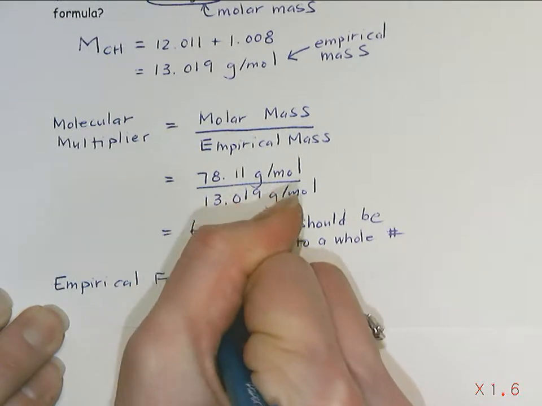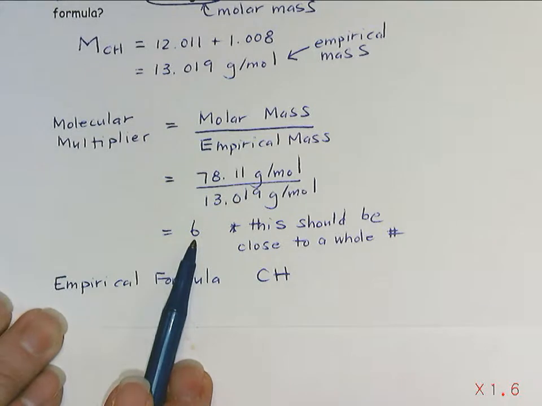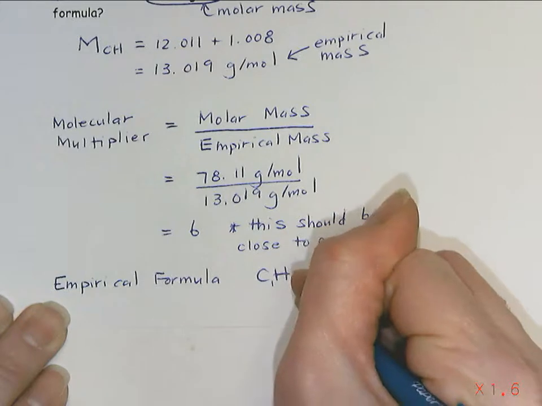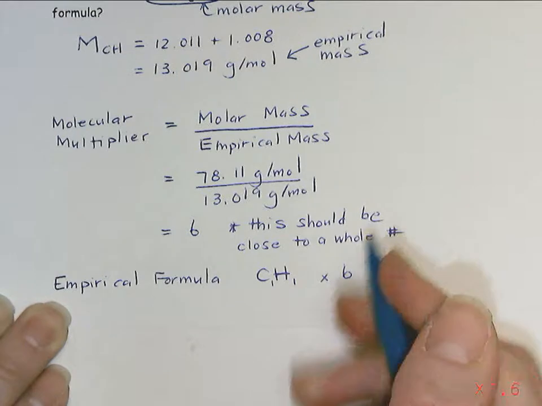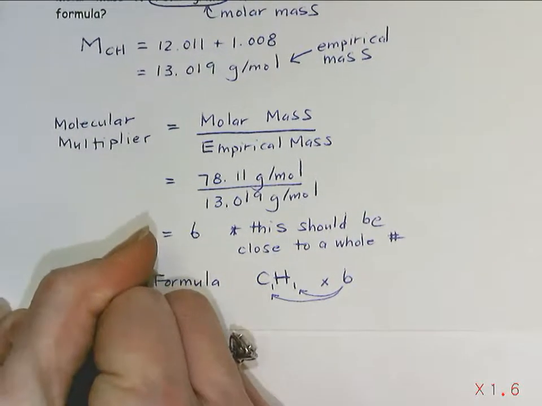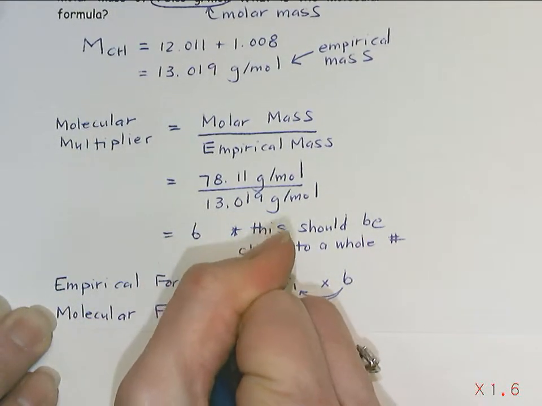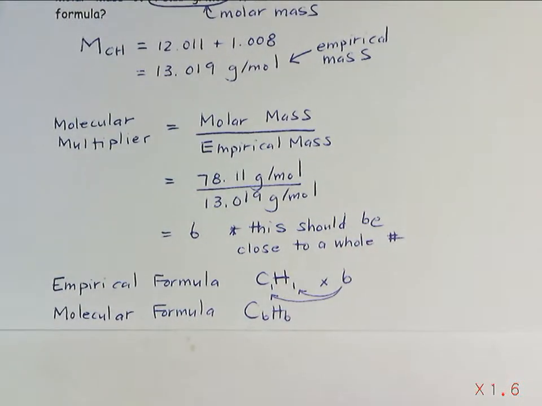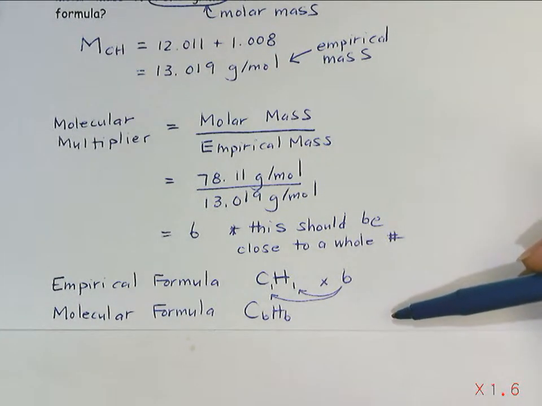My empirical formula was CH, and we just found out that my multiplier is going to be 6. So I'm just going to float in little ones here just so you can see what I'm doing with the numbers. I'm going to be multiplying each of those subscripts by 6, so this one and this one. That means that the molecular formula is C6H6.